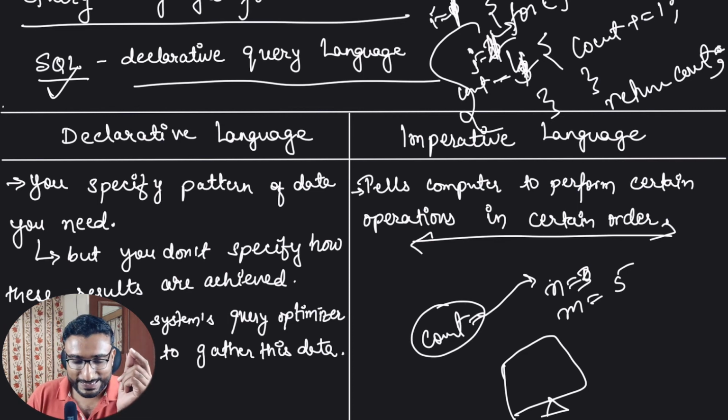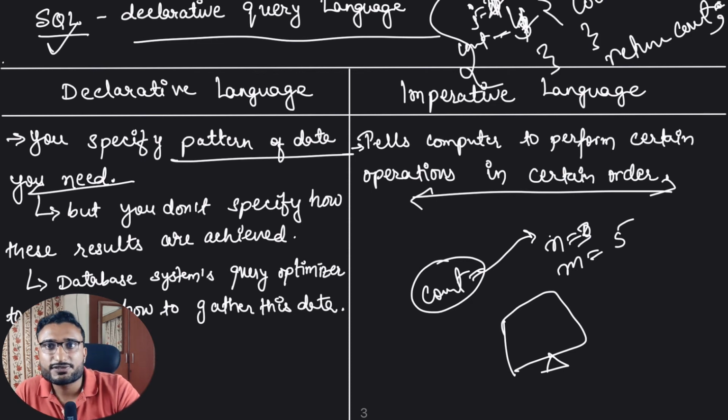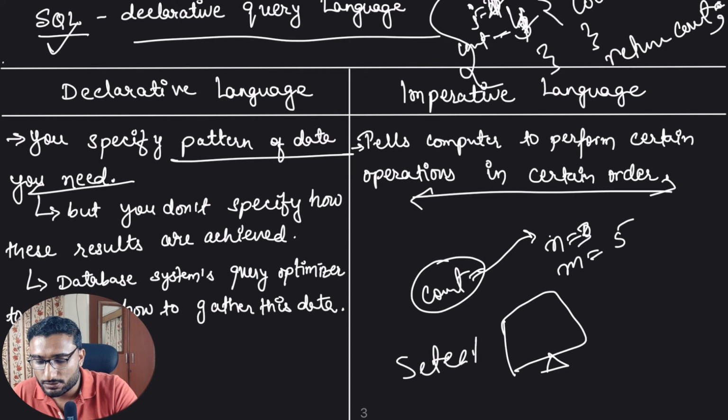So this is how declarative works. You only specify the pattern of data you need. In case of a SQL query, let's say you write select star from user table.